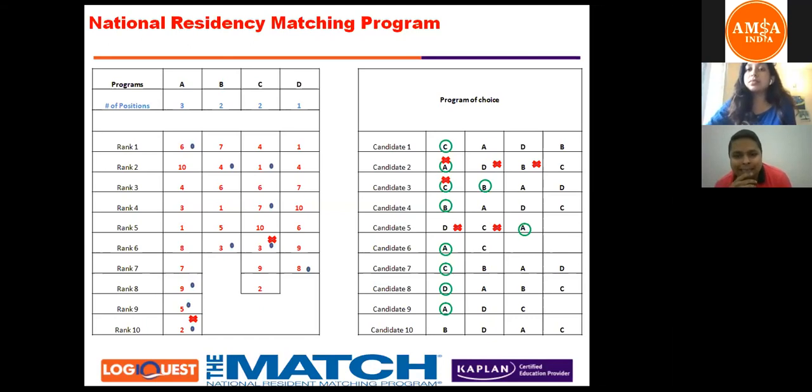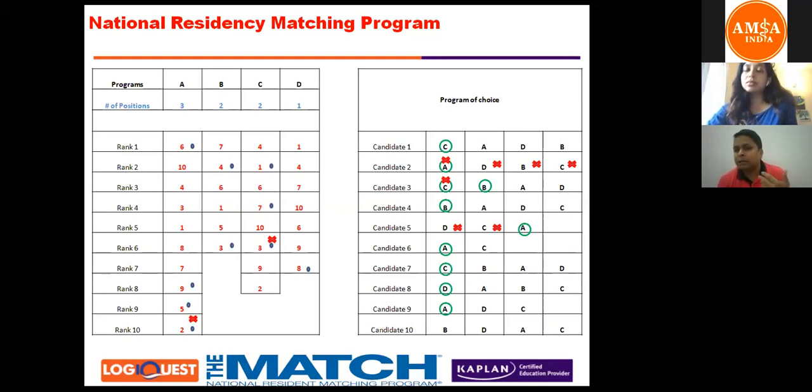On C's list, can we find candidate number 2? Yes, we do. But can he get matched here? No. Because we already have 2 positions and both are filled by candidate number 1 and 7. So 2 is also out of the league.